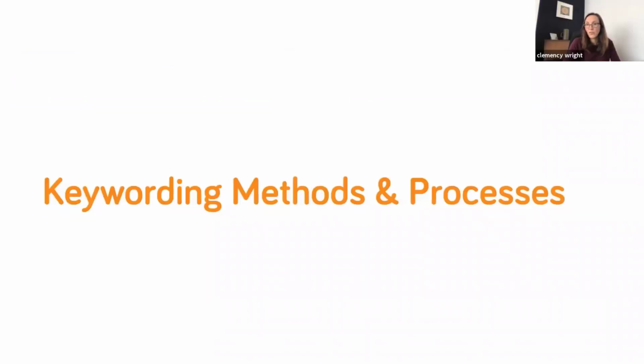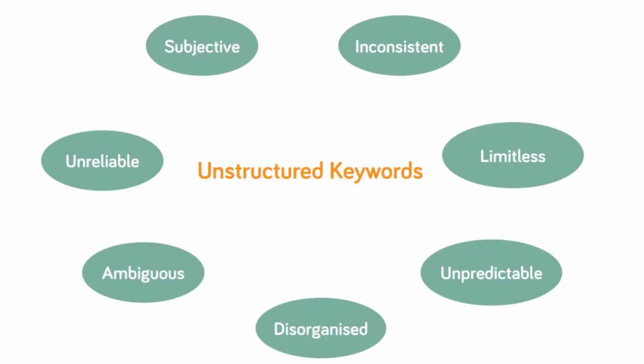So there are lots of methods and processes, and when I've spoken about this before, I've gone into a lot of detail, which I don't really have time to do today, but I've just got a couple of brief slides to give you as an example. So a method of keywording could be where you just have a photograph and a text field, and you literally type in keywords that you think relate to that photograph or that video. The problem with this is we call this unstructured keywording. It happens all the time.